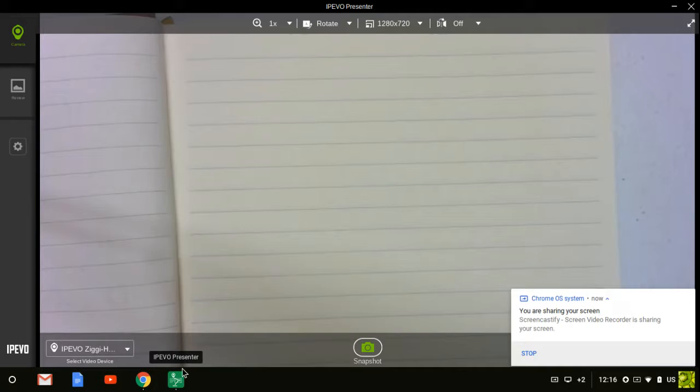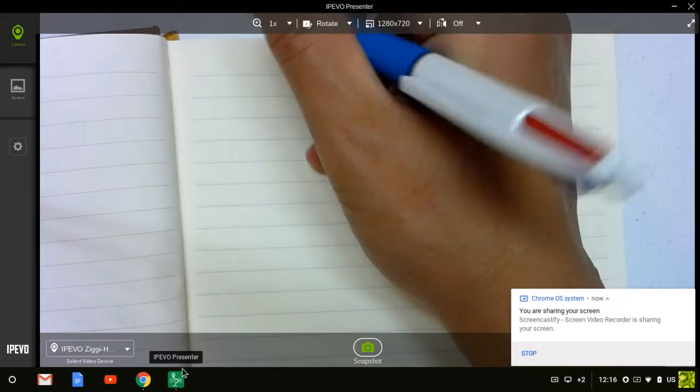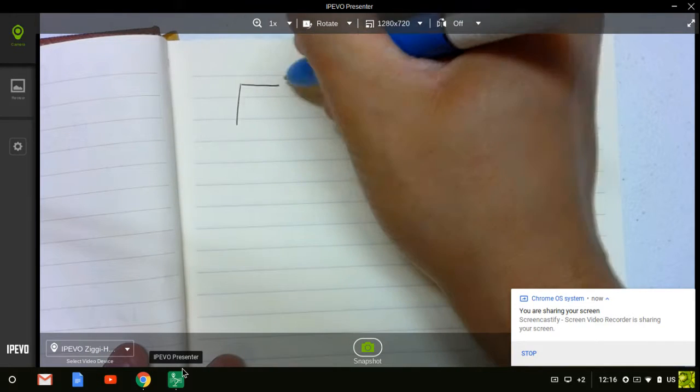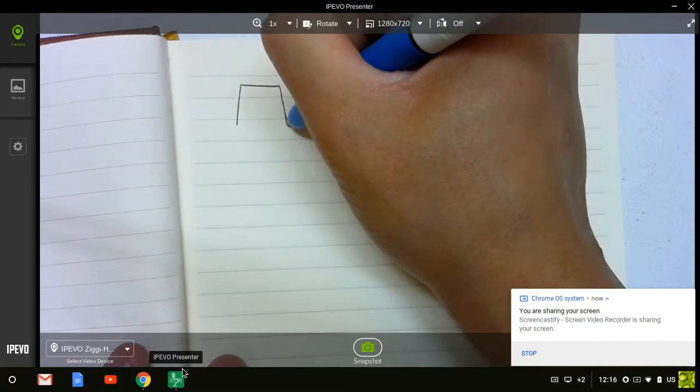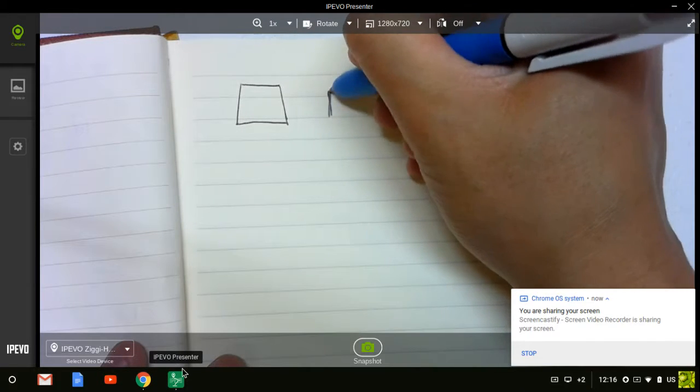Okay, so let me draw two shapes, two quadrilaterals that look similar, not necessarily insinuating that they are similar.